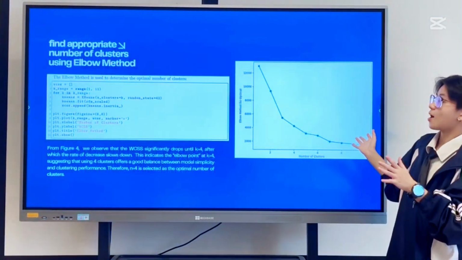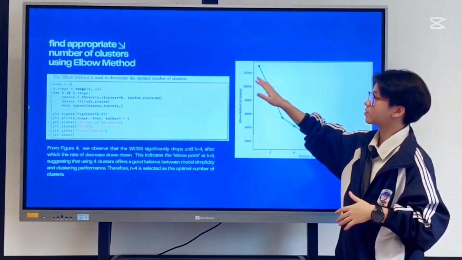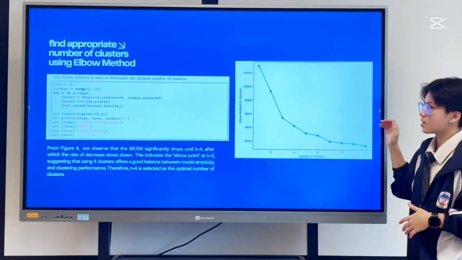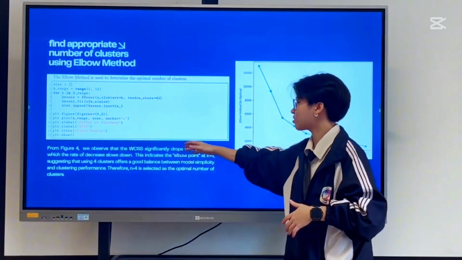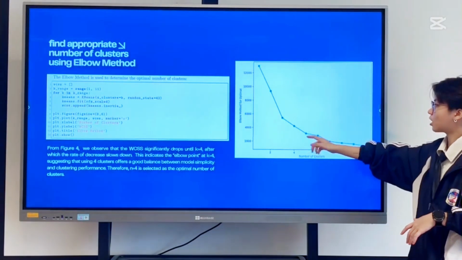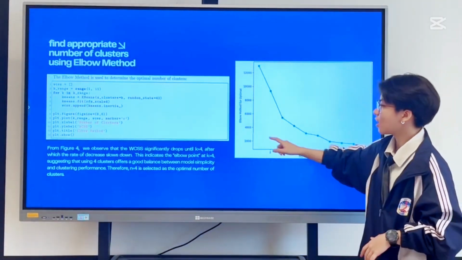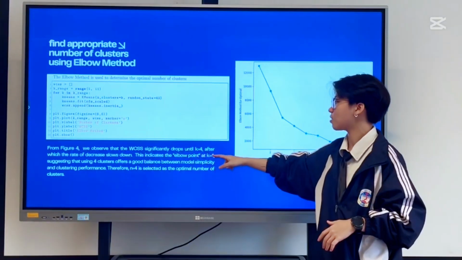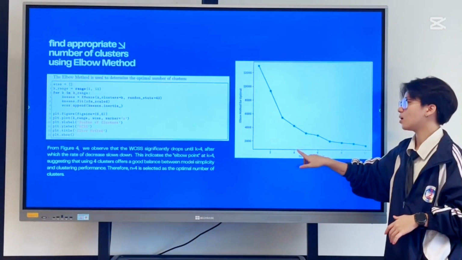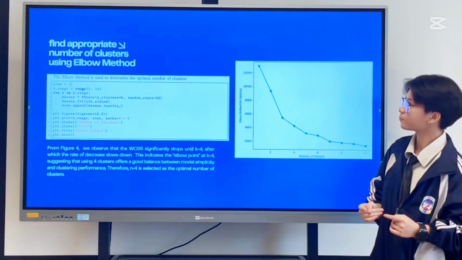So finally, after we find the appropriate number of clusters using the elbow method from Figure 4 here, you can see we observe that the WCSS significantly dropped until k equals 4. And after that the rate of decrease slows down, so we can indicate that the elbow point is k equals 4.